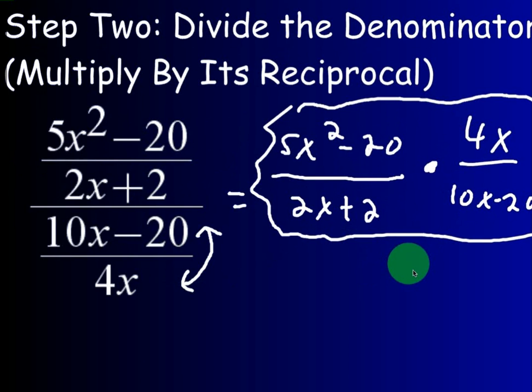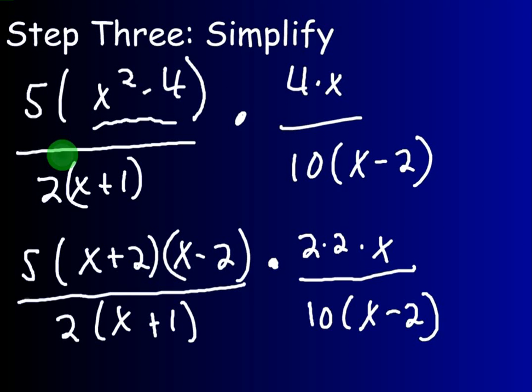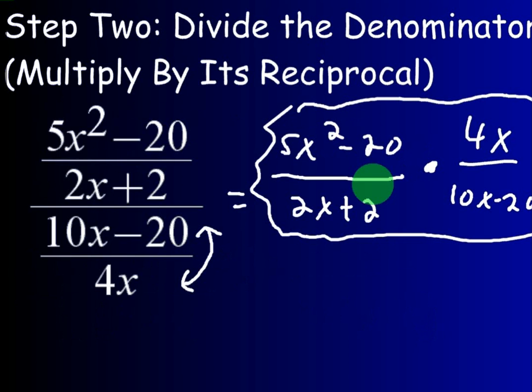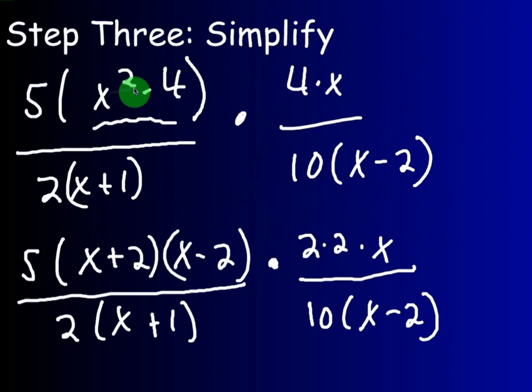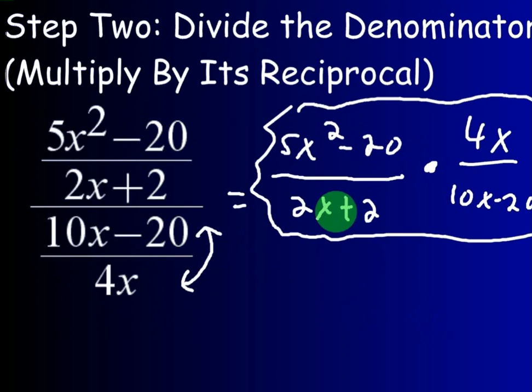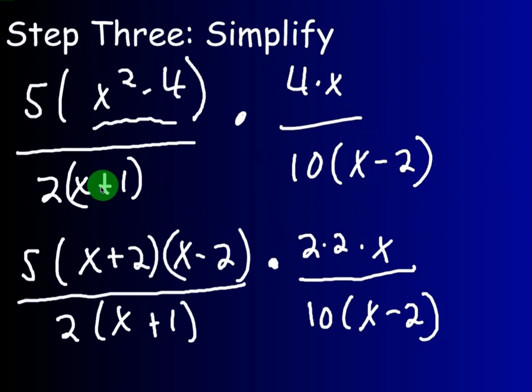Now, if you remember our lesson on simplifying rational expressions, you have to factor, and then cancel from there. So we're going to factor as much as we can here and see what we can cancel. The first expression, we can pull a 5 out of here. So that's going to become 5 times x squared minus 4. The next expression, 2x plus 2, we can pull a 2 out. So it's going to become 2 times x plus 1.